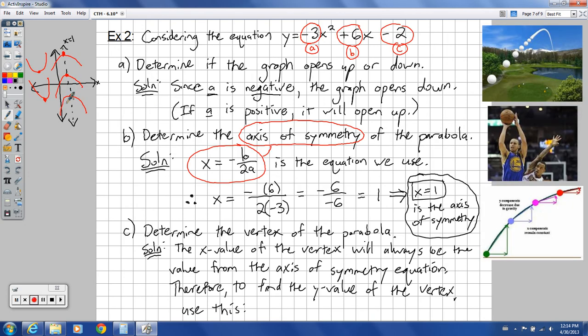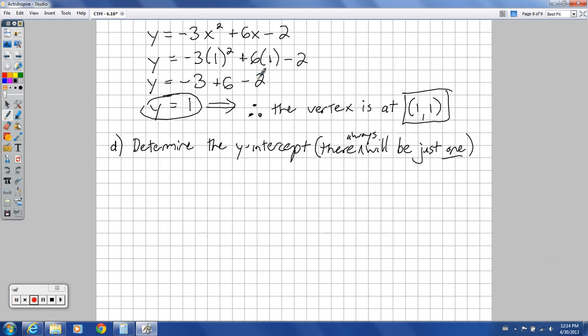Think about that with our graphs. It's only going to cross the y-axis at one point. This one would eventually cross way up here, but it's going to cross the y-axis somewhere, just at one point, if it's a function in this form. So it'll always just be one.